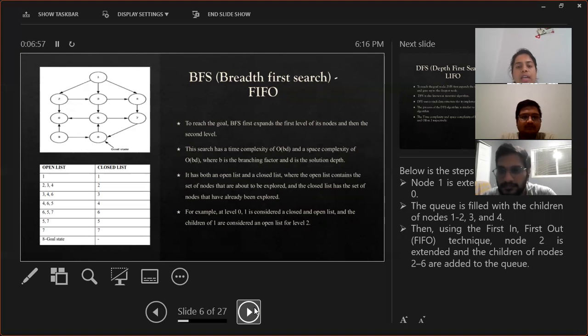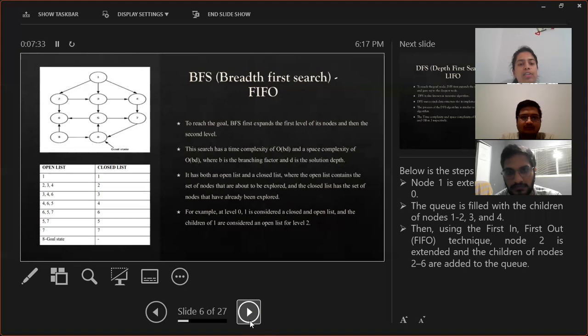In this search, it has both an open list and a closed list, as we can see in the diagram on the left side. The open list contains the set of nodes that are about to be explored, and the closed list has the set of nodes that have already been explored. For example, in the first diagram, at level 0, we have number 1. The 1 is considered closed, and the children of 1 are considered the open list for level 2.